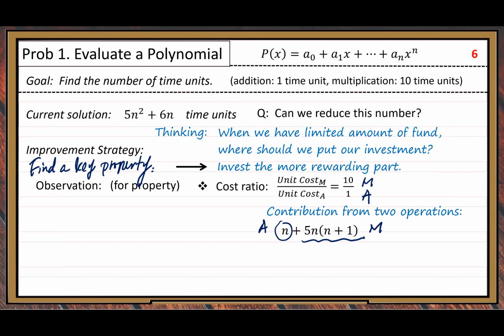Think about the addition part. Even if you do a great job, the most you can do is cut off at most n additions, right? Let's think in this way: reduce at most n additions. All right, then let us look at the multiplication part.